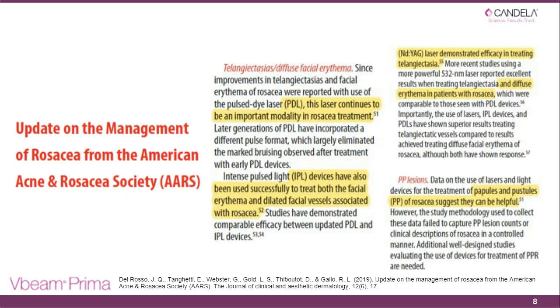Here you've got the use of lasers is so important when managing rosacea since the beginning of the use in the 80s, that most current guidelines include the PDL, Nd:YAG or IPL as a main pillar of treatment for this condition. For example, you have here the American Acne and Rosacea Society with these guidelines. They include the PDL as an important modality in rosacea treatments.